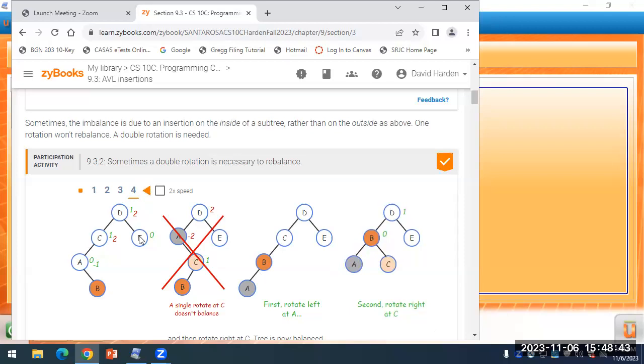Okay. So if the insertion is on the inside of the tree instead of on the outside of the tree, then we have to do a double rotation. If it's on the left side of the tree and we're inserting to the right, then we're going to rotate left first and then rotate right. And when we rotate left, we're not rotating at the node that has the problem. We're rotating at that node's left child.